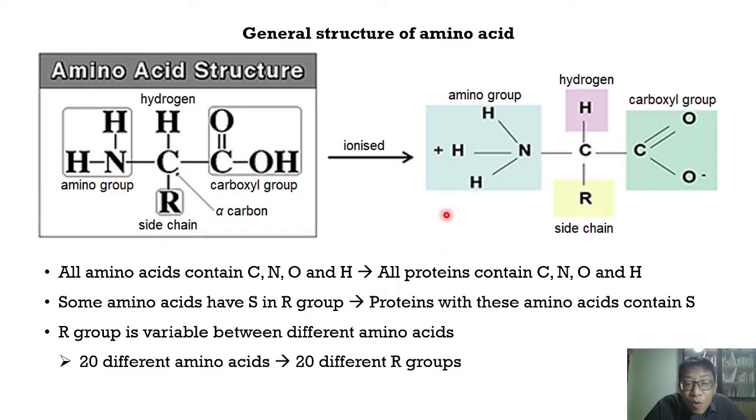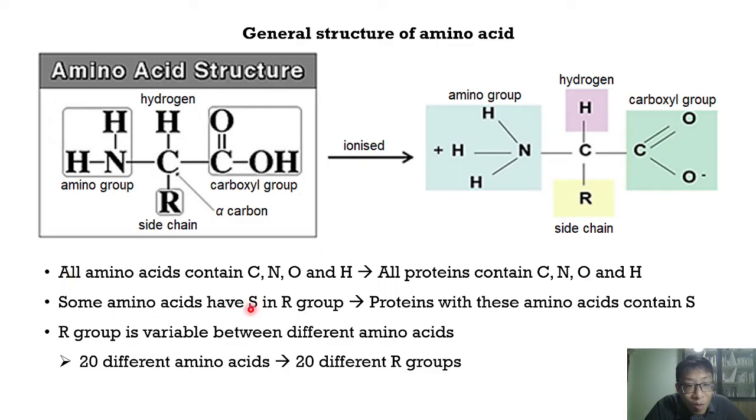Okay, so when the amino acids are ionized in water, the amino group and the carboxyl group would be ionized, as you can see here. Okay, so because all the amino acids have the same amino group, hydrogen atoms, alpha carbon, and carboxyl group, right? So all amino acids would contain the same atoms: carbon, nitrogen, oxygen, and hydrogen. And because proteins are made of amino acids, right? So all proteins would contain C, N, O, and H.